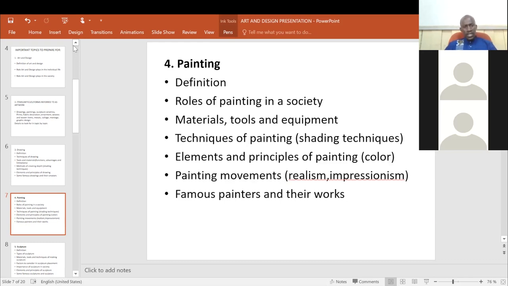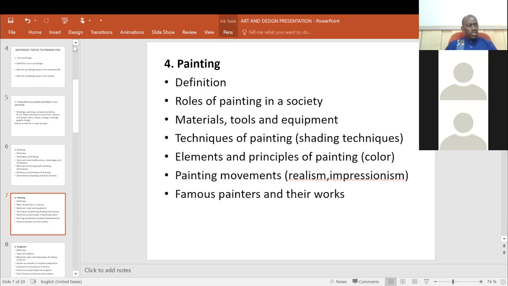When you're talking about painting, we also need to talk about the materials, the tools, and the equipment. What are some of the materials that we use to create a painting? What are some of the equipment that we use? Most of the time, materials refer to those items that we use to create an artwork.